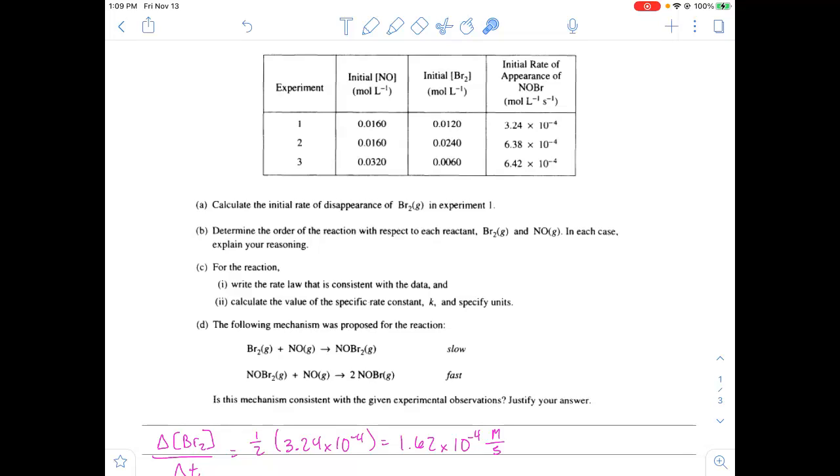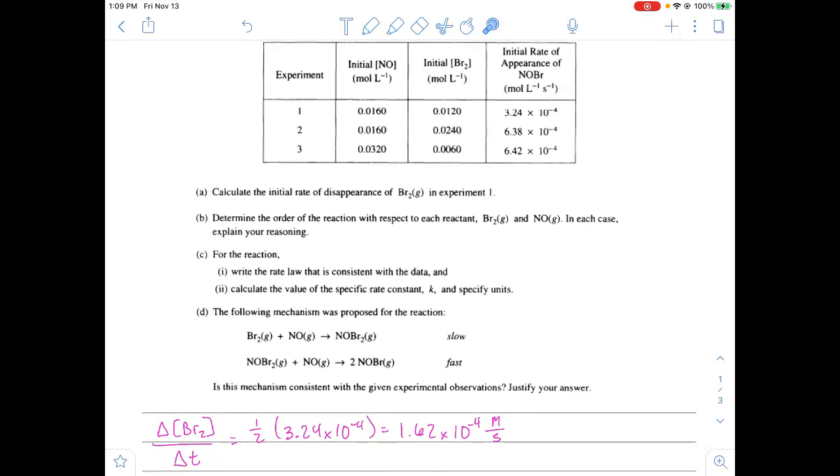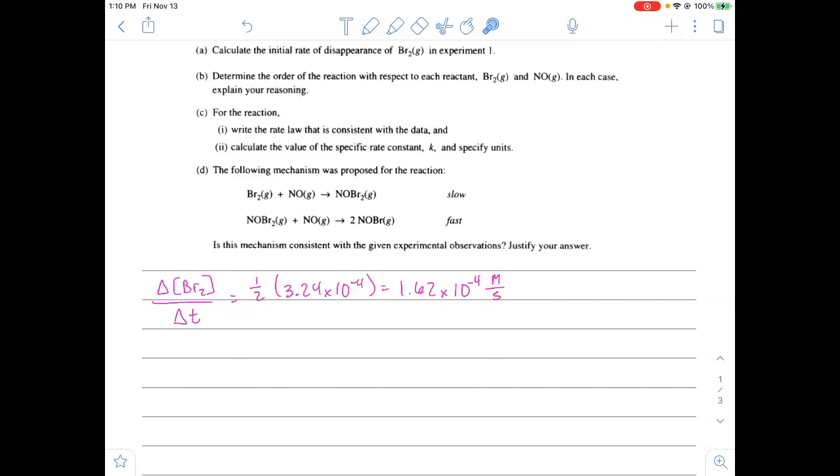Part B asks us to determine the order of the reaction with respect to each reactant, Br2 and NO. In each case, explain your reasoning. So what we're going to do is compare some of our experiments. We're going to start by comparing experiments 1 and 2, which will get us the order of the reaction with respect to Br2.